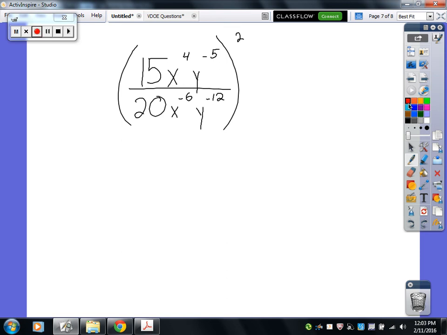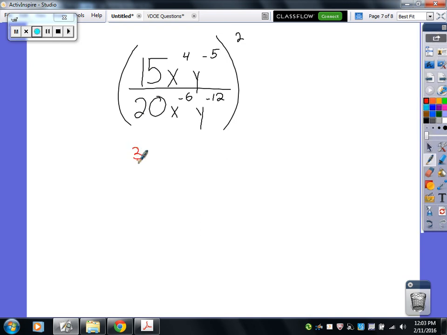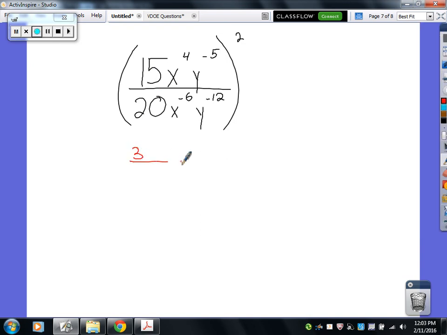15 over 20 can be simplified to what? 3 over 4. Can you do anything with x to the 4th right now? Come on, guys. No. Why not? It's positive, right? So I'm just going to keep x to the 4th. It's going to stay right there.